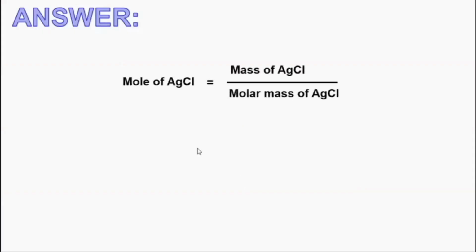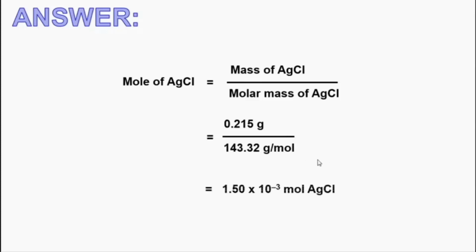Firstly, we are going to start with the moles. We are going to calculate the mole of silver chloride: mass of silver chloride divided by molar mass of silver chloride. So 0.215 grams divided by 143.32 grams per mole. This is the mole of silver chloride, 1.5 times 10 to the power of negative 3 mole of silver chloride.